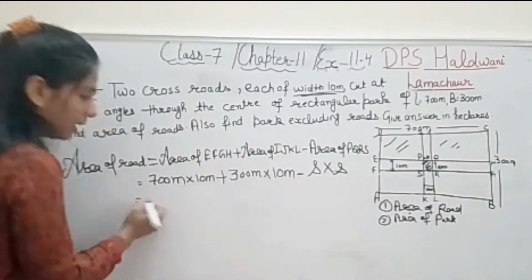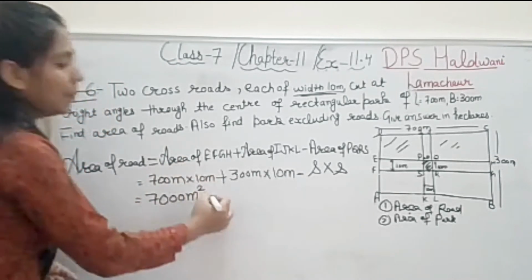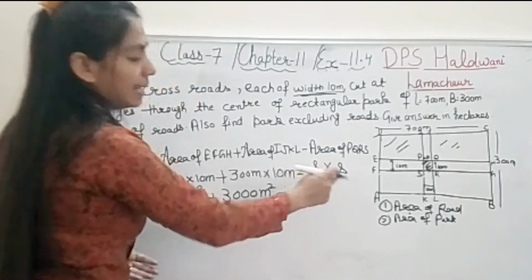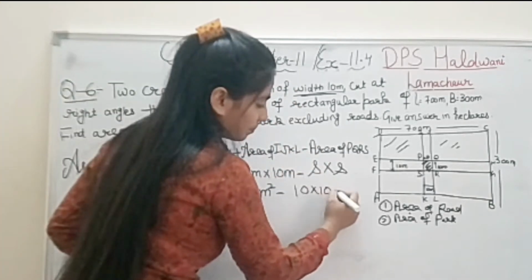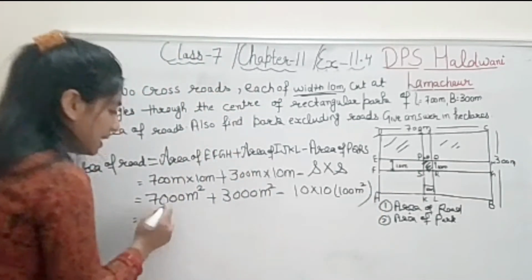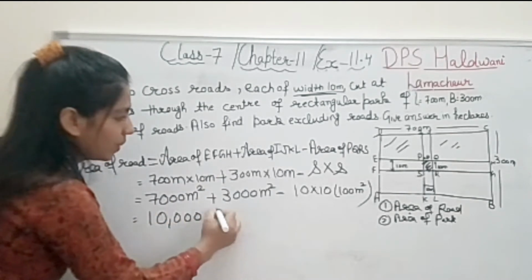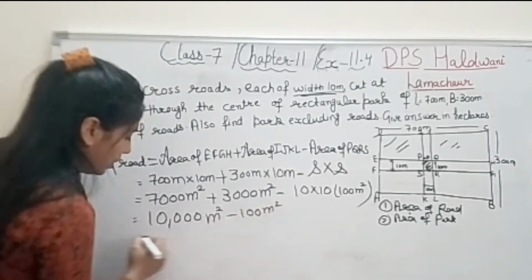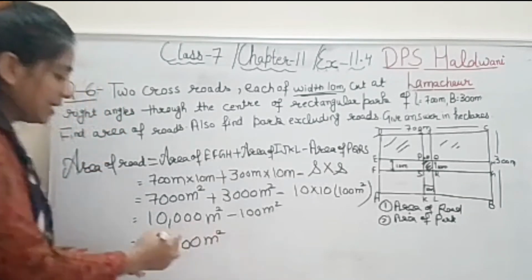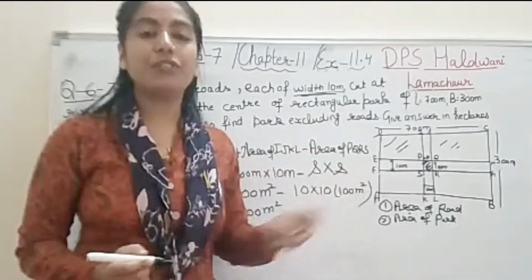Right? So now calculation. 700 into 10, 7000 meter square plus 300 into 10, 3000 meter square minus side into side means 10 into 10, that is 100 meter square. Right, student? Now do calculation. 7000 plus 3000, 10,000 meter square minus 100 meter square. So when you will subtract, 0, 0, 9, 9. So the answer is 9,900 meters square. This is the area of road.